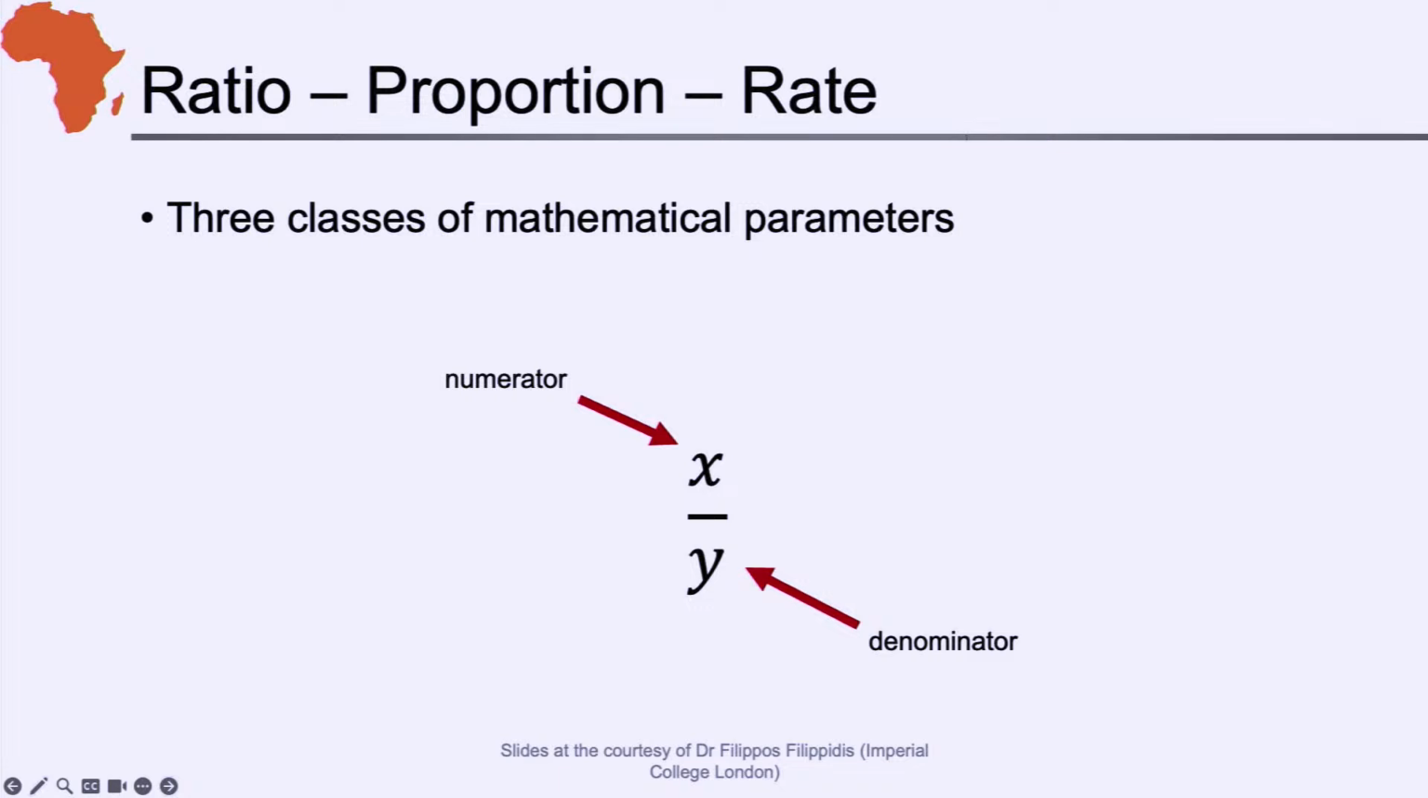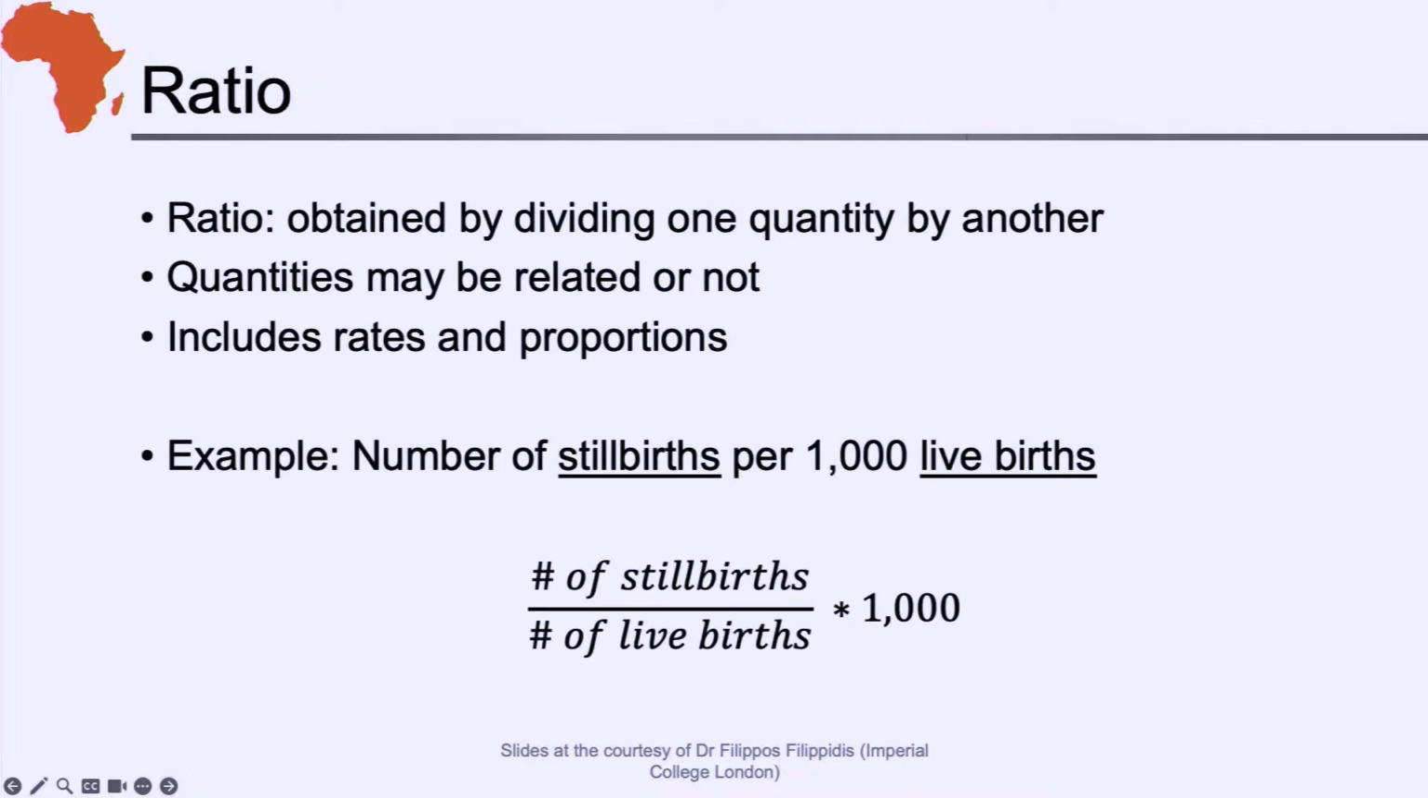Again, very simple. On the top of a fraction, we have the numerator. At the bottom of a fraction, we have the denominator, which will be key to understanding ratios, proportions, and rates. A ratio is obtained by dividing one quantity by another in general, and those two quantities, so numerator and denominator, don't have to be related. It can include rates and proportions. As an example, you want to calculate the number of stillbirths per 100,000 live births. In that case, you would take the number of stillbirths divided by the number of live births times 100,000.